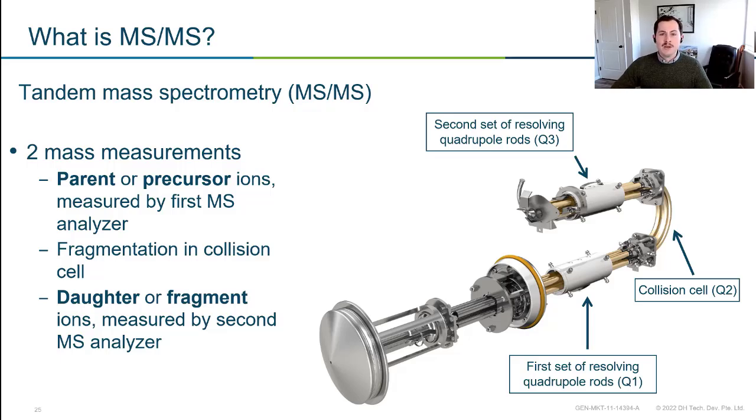So we focus on some parent, and then we're doing some fragmentation. That's all taking place in that second quadrupole where we're creating something. We're using energy to essentially, I like to say, bust that compound apart into fragments. A fragment or daughter ion is what's produced. Then in our third quadrupole, we're going to be filtering for a specific fragment or daughter ion. And again, daughter ion and fragment, you can use interchangeably. Daughter is just an older term.